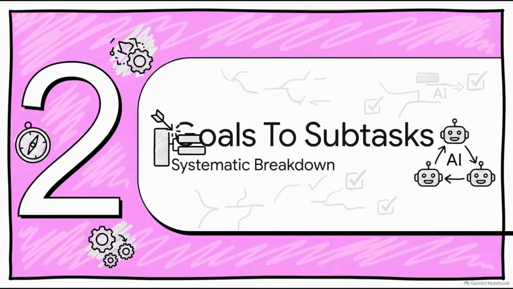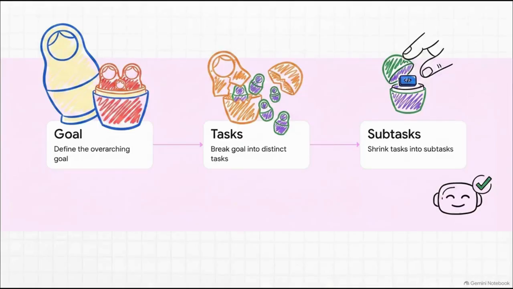Moving on to Section 2. From goals to subtasks, the systematic breakdown. Right, so now that we've got our digital manager in place, how do they actually process the work? Well, they use this core workflow of task decomposition. Step 1, define the overarching goal. Step 2, break that goal into distinct tasks. And Step 3, shrink those tasks down into bite-sized subtasks.